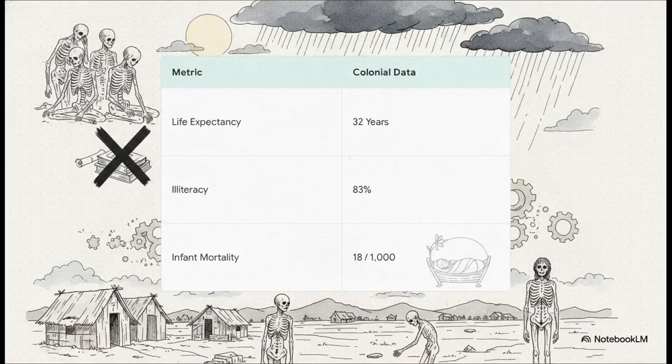The actual reality of that 1921 census is chilling. Look at these numbers. Life expectancy was a shocking 32 years. Illiteracy stood at 83%. Infant mortality was high, and the overall birth and death rates were 48 and 40 per 1,000 persons, respectively. The vast majority of the population was spending 80 to 90% of their meager income just on basic necessities, and they still couldn't secure adequate food or shelter.